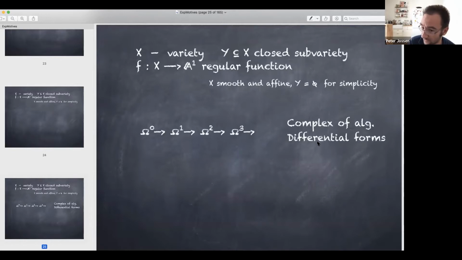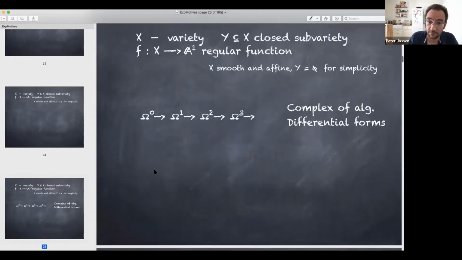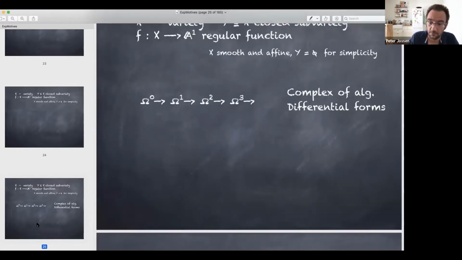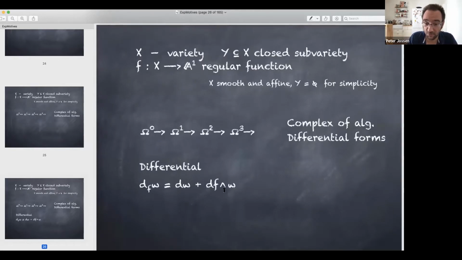And then omega 1 are the differential 1 forms. Omega 2 are the differential 2 forms, and so on. And these spaces of differential forms form a complex with the exterior derivative. But I'm not going to look now at the standard derivative. I will change the differential. I will twist it using the function f. So instead of just going with the operator d from omega i to omega i plus 1, I will use the operator d_f, which sends omega to d omega plus df wedge omega. So that's a modification of the differential in the classical de Rham complex.